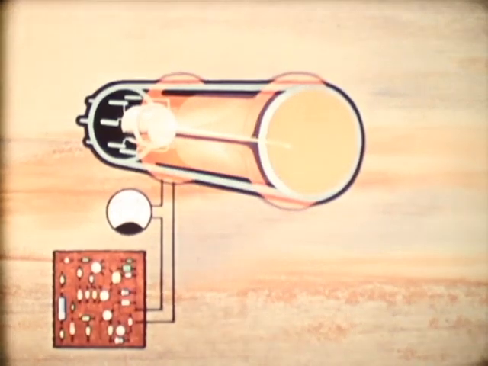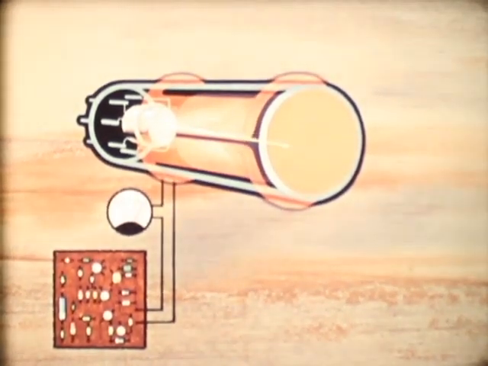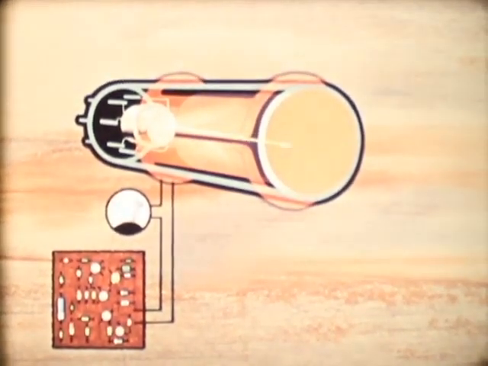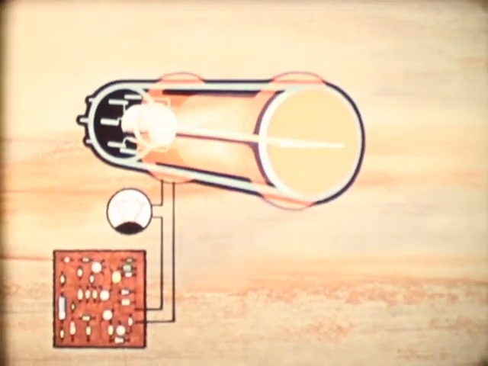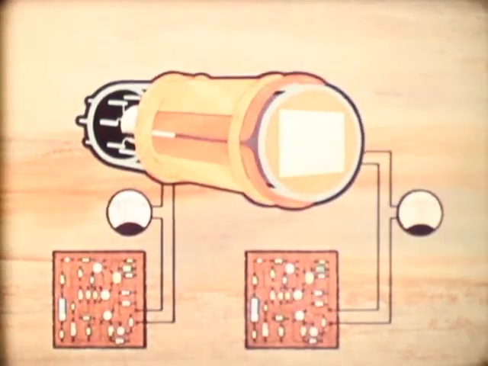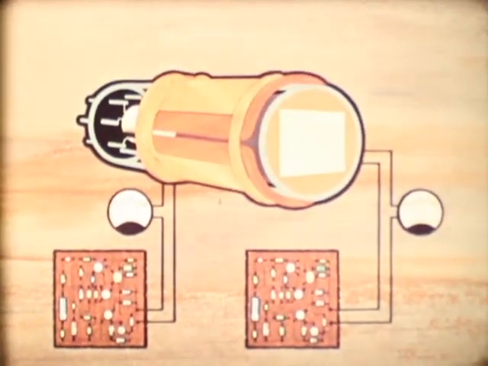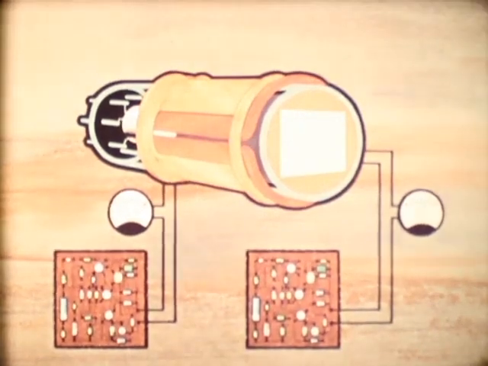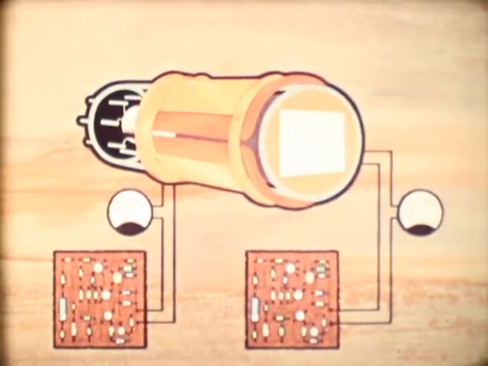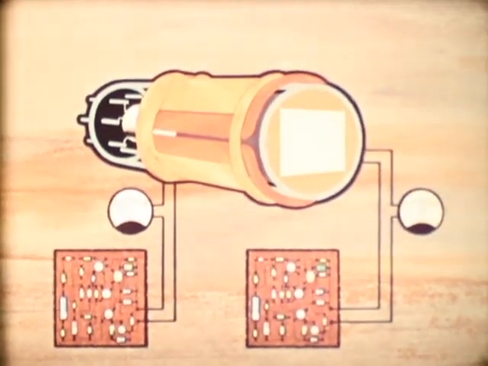However, in order to scan the whole picture, we require not only horizontal deflection, but also vertical deflection. And to achieve this, a second set of coils is necessary. The magnetic field set up by these coils gives the electron beam a vertical movement, and by combining this horizontal and vertical deflection, the complete picture is scanned, 25 times per second.